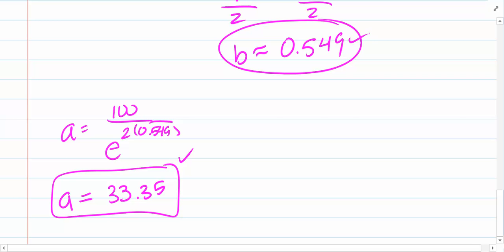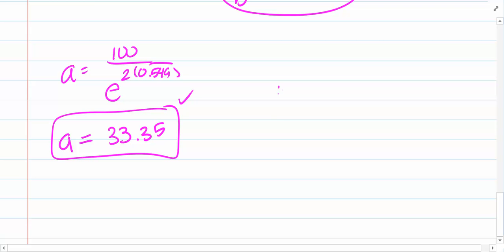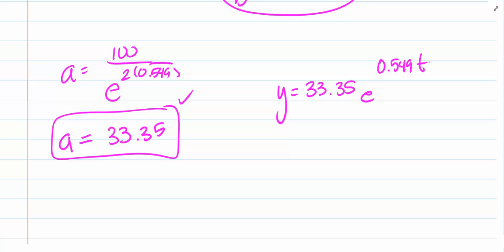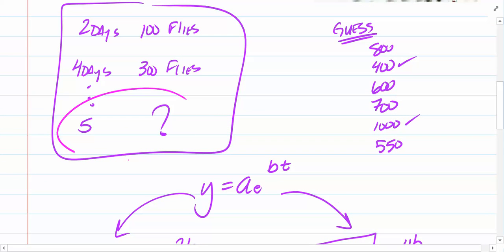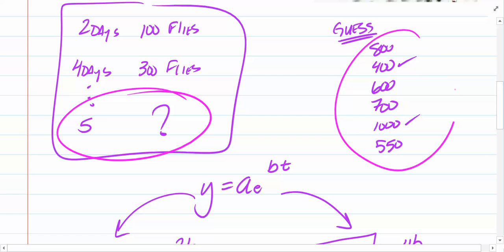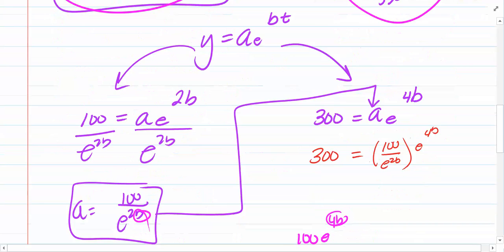We have a growth rate. So now we can finally go back and say, okay, y is now equal to my a amount, which is 33.35, times e to the b amount, which was 0.549 times the value of t. So we found the initial amount and the growth rate. Now, the question was, if you remember, how many after 5 days? And we have a couple of guesses here between 400 and 1,000. I'm sure one of those has to be pretty close to it, right?